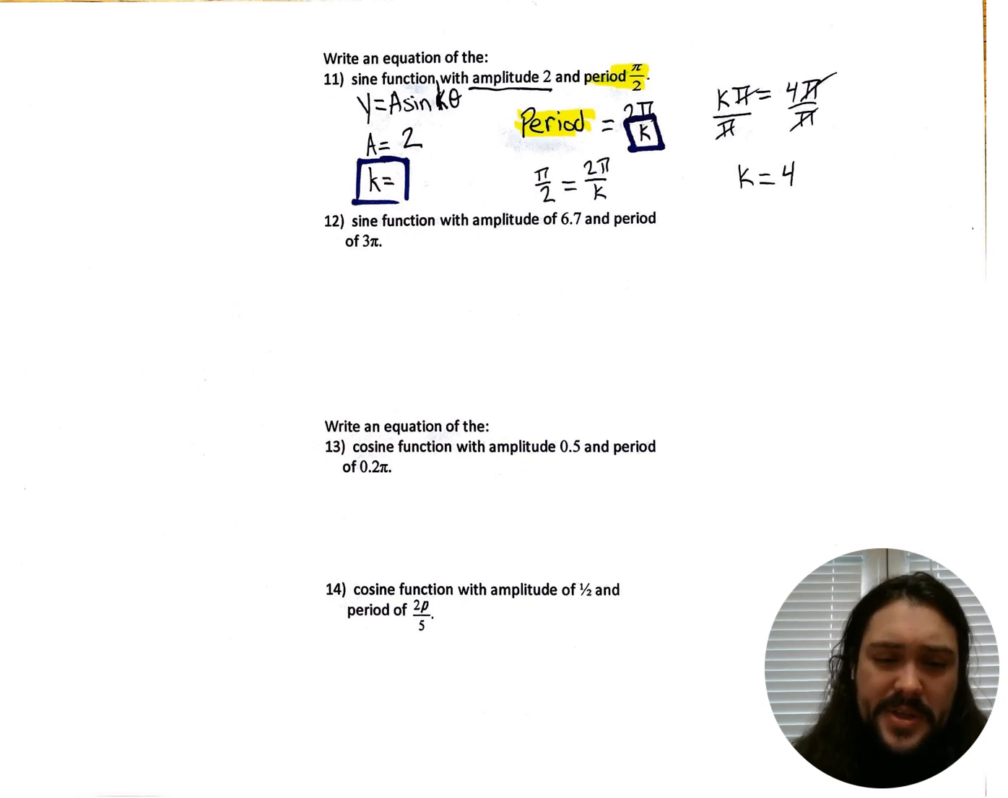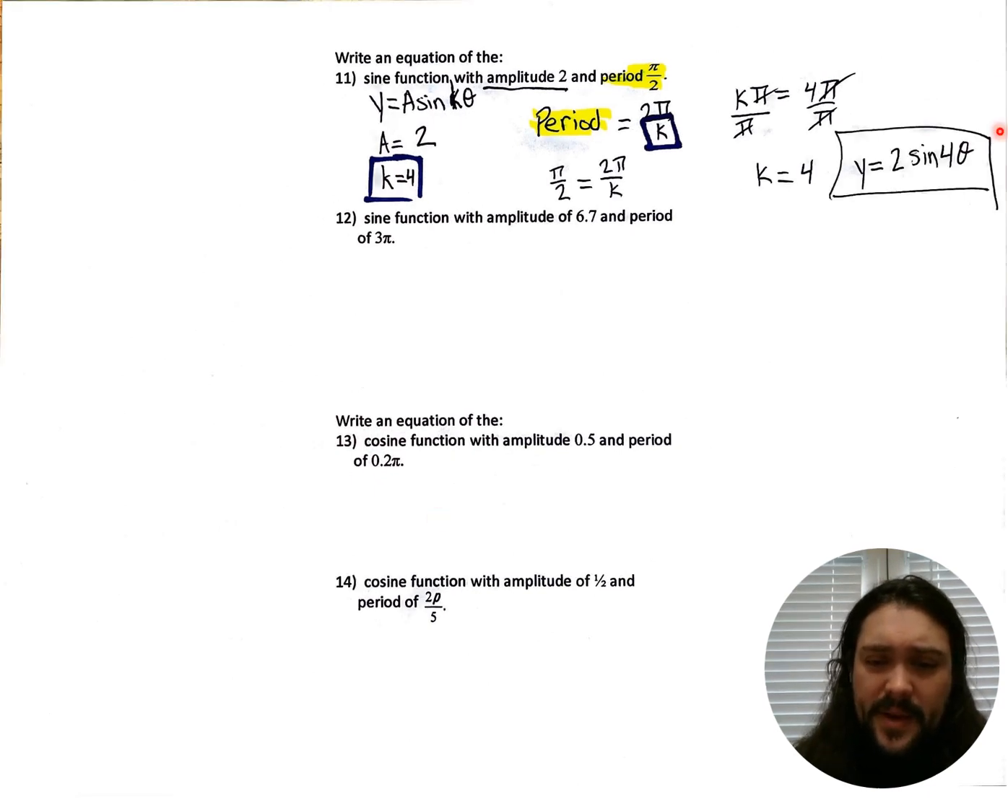We know our A value is 2, the K value is 4, and so we can fill in those blanks. Y equals 2 sine of 4 theta.